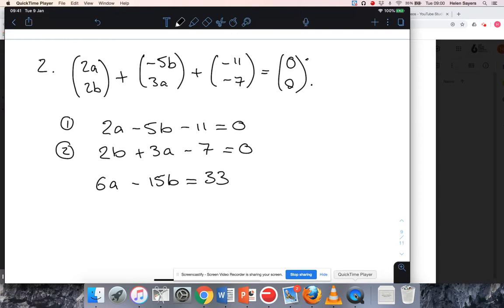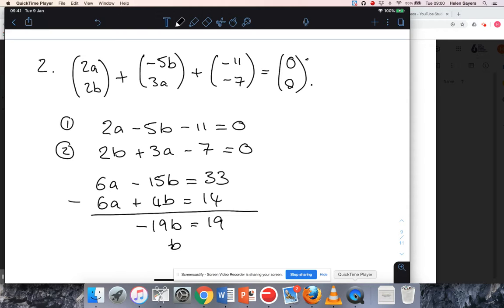And then if I times my second equation by 2, and I'll switch the order as well, I'm going to get 4b, I'm going to get 6a, and I'm going to get that to equal 14. So if I subtract those, 6a minus 6a is gone, minus 15b minus 4b is minus 19b, and that's going to equal 19. That's nice and easy. So b is minus 1, and then I'll just go back to this equation. So if b is minus 1, 2a plus 5 equals 11. So 2a is 6. So a is 3.